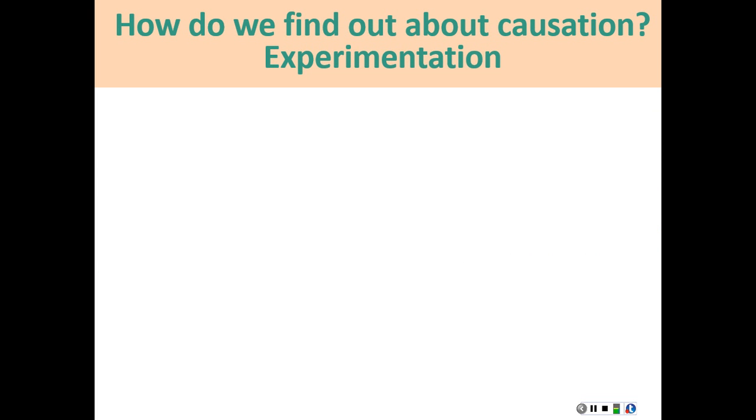But let's go ahead and stop there. That's my little spiel on correlations. Let's come back and talk about our final method, which is how we finally are going to find out about causation, and that's through doing an experiment. Okay.